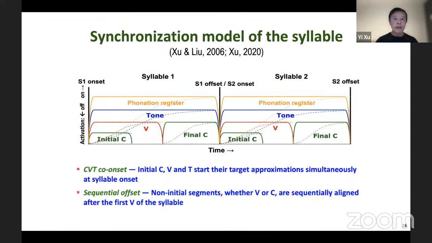And this leads us back to a model that we proposed some time ago, first in 2006, and then with an extended form in 2020. This model says that the nature of the syllable is to synchronize consonant, vowel, tone, and potentially phonation register as well, if the language uses it lexically. So at the beginning of the syllable, the initial consonant, the vowel, the tone, and the phonation register all start at the same time. But if you have a coda consonant, it has to be sequentially aligned to the nuclear vowel.